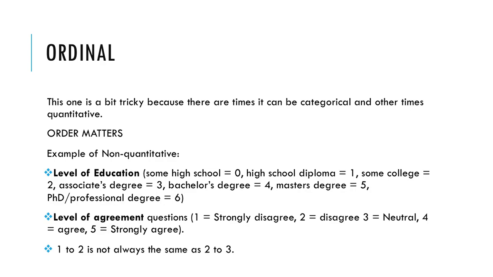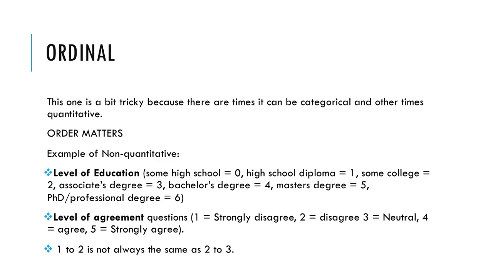So what's really interesting though is, okay, some high school doesn't necessarily tell you how long the person has been in high school. They might only have 2 weeks left of high school. So just because it says some high school and then a high school diploma, you really don't know how far apart those two values are.